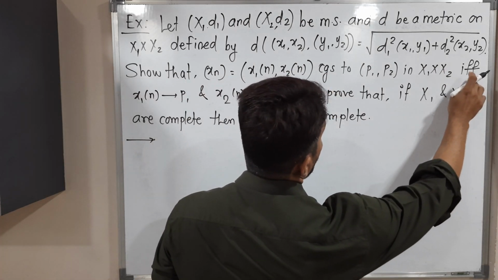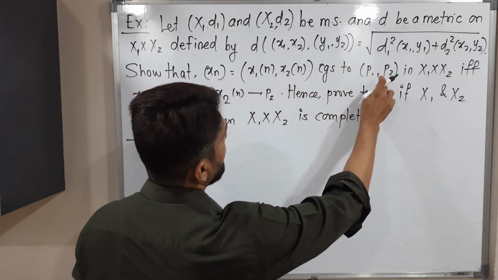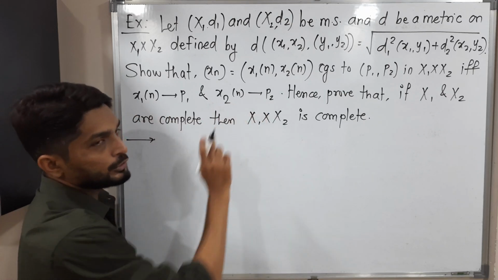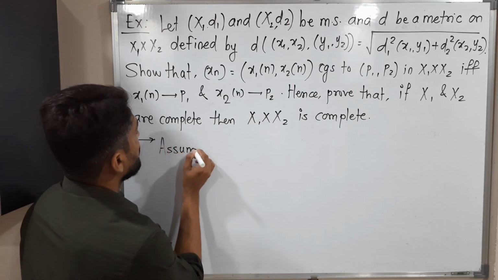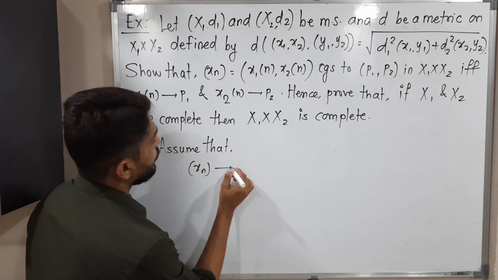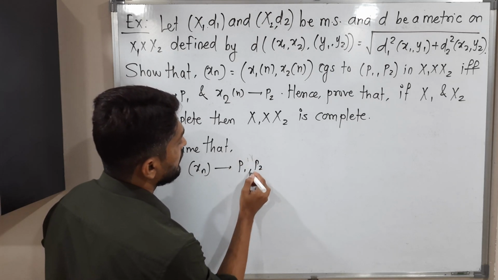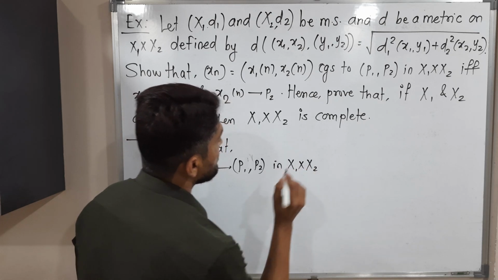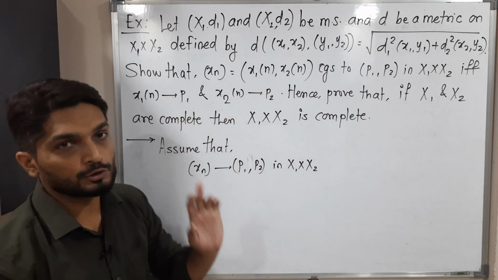First of all, I will prove the if part. I will assume the sequence xn converges to (p1, p2), and we will prove that x1n converges to p1 and x2n converges to p2. So assume that the sequence xn converges to (p1, p2), sorry, my mistake, (p1, p2) in X1 cross X2. This thing I have assumed. Now I have to prove x1n converges to p1 and x2n converges to p2.